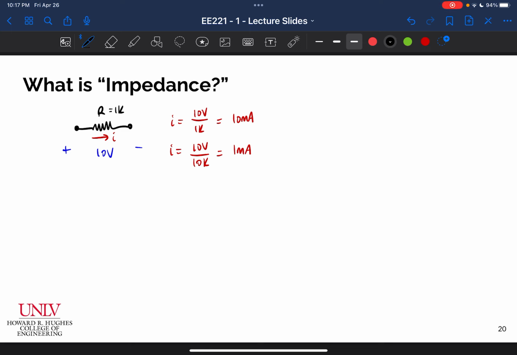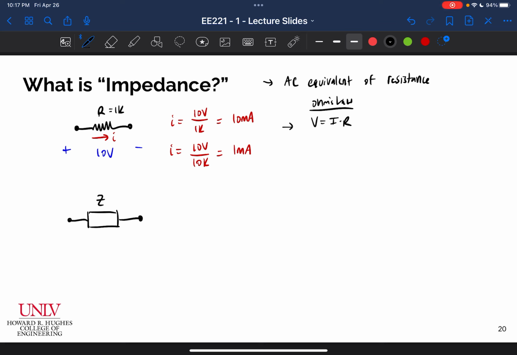The same is the case for impedance, except you can think of impedance as the AC equivalent of resistance. The same way that resistance and voltage and current in DC circuits follow Ohm's law, V equals IR. That is Ohm's law. Impedances also follow Ohm's law. Okay, so I usually draw my impedance as a box. It is denoted by the letter Z. And impedances also follow Ohm's law.